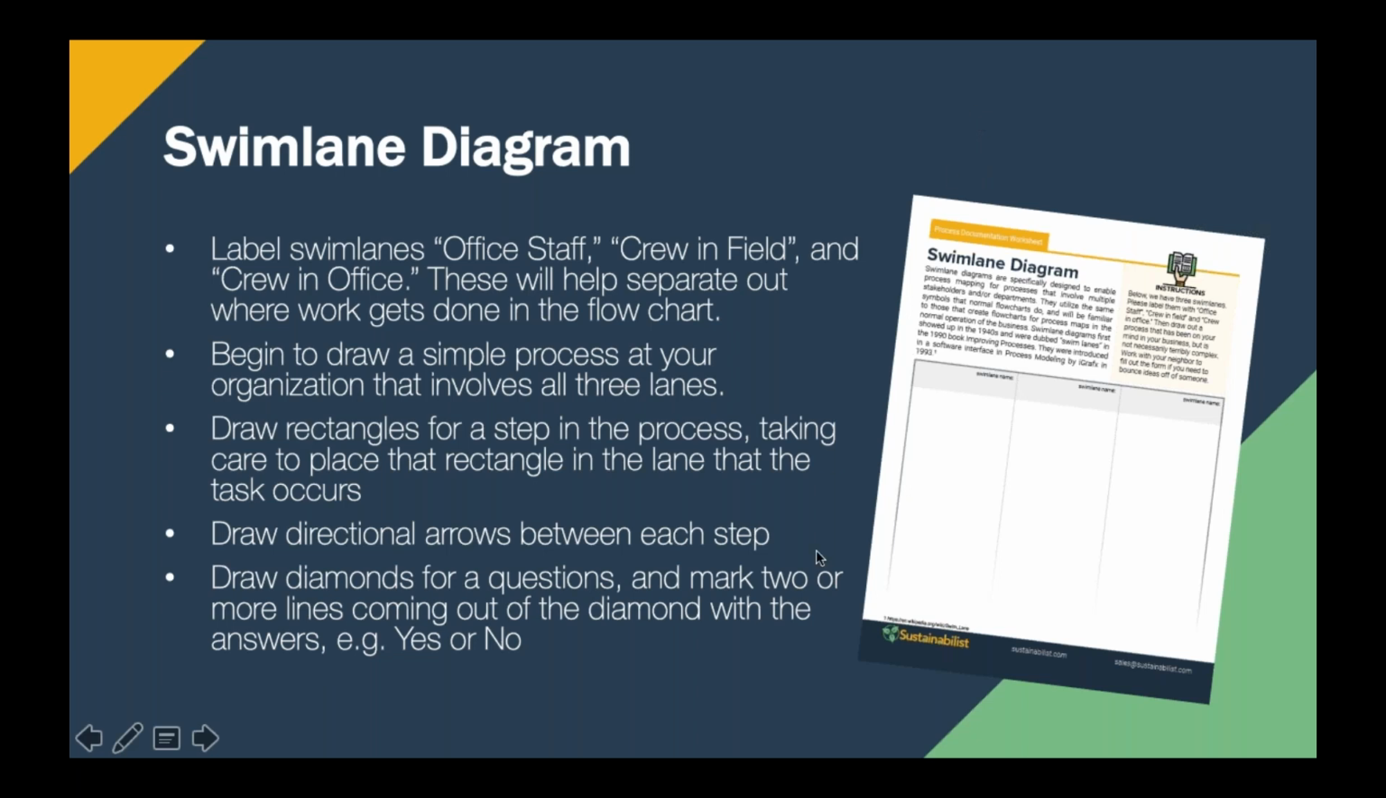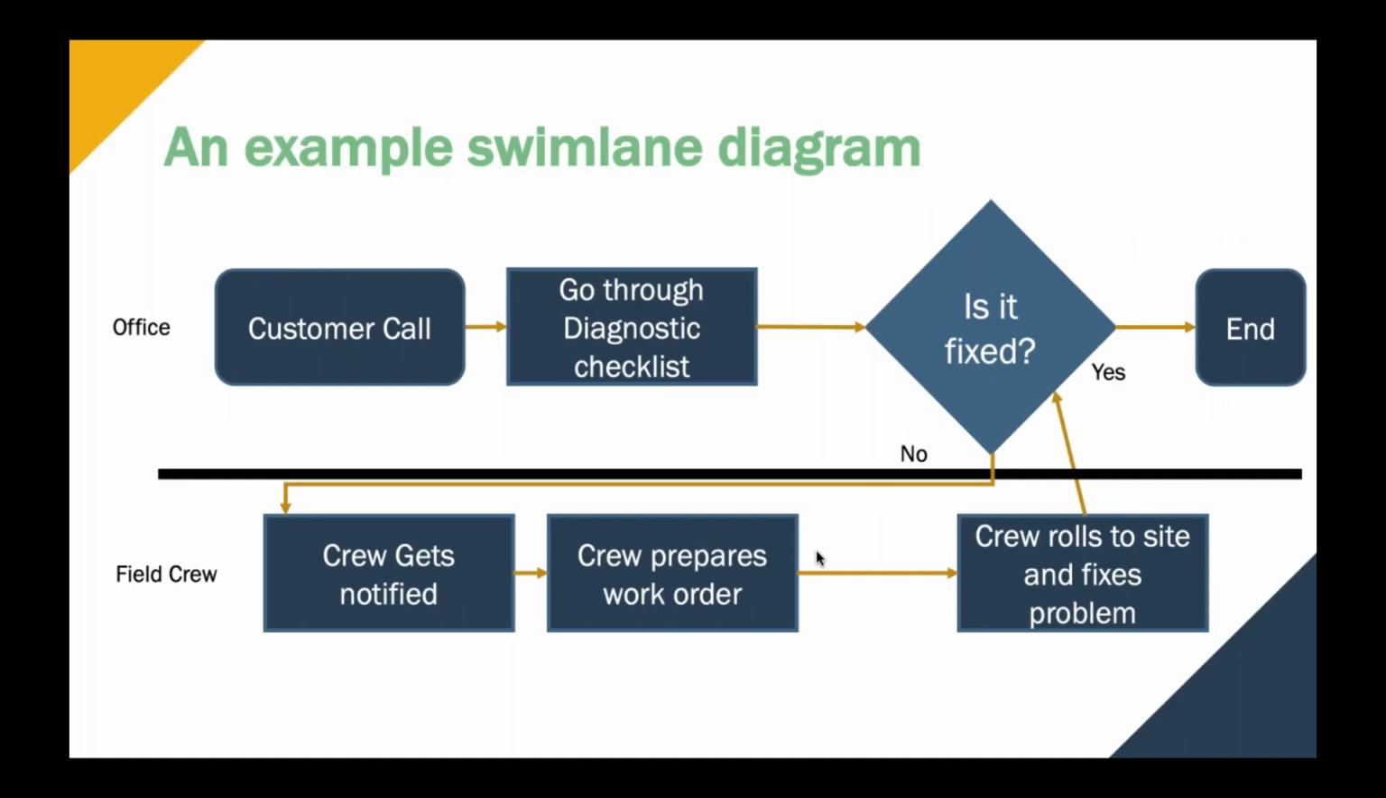So I'd like to encourage everyone to just make a swim lane diagram of a process. This is an example, a very simple swim lane diagram: in the office, we might have a customer call. We go through a diagnostic checklist with the customer. Hey, we do have a question come in. Basically, the question is, would you consider there to be a maximum number of swim lanes?